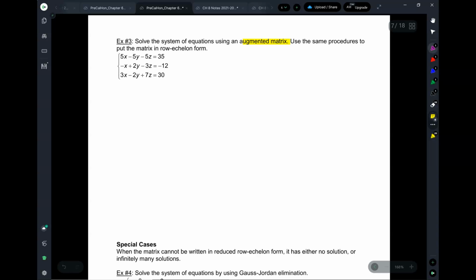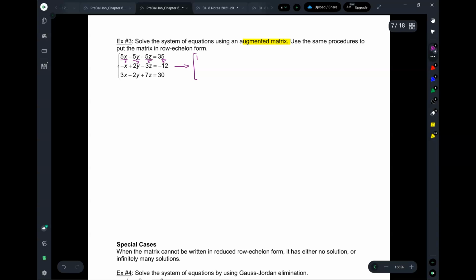Okay, so let's first write down the matrix. So it's going to be 5, -5, -5, 35. Oh, you know what? Before I do that, sorry, do you see how you can divide that whole thing by 5? Why don't we go ahead and do that?